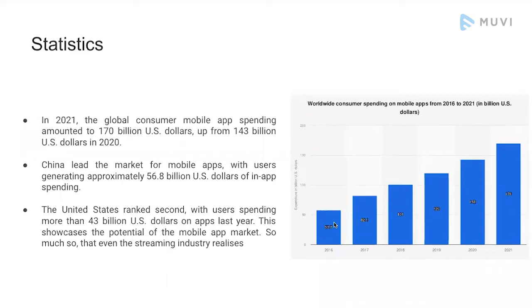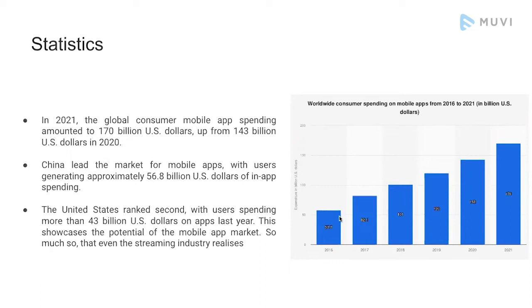Let's look at some numbers. In 2021, the global consumer mobile app spending amounted to 170 billion US dollars, which is up from 143 billion US dollars in 2020. One can say that the consumer app store spending was strongly impacted by the COVID-19 pandemic, which led to people spending more time at home and having to switch to digital channels for more everyday activities. While China leads the market for mobile apps, with users in the country generating approximately 56.8 billion US dollars in in-app spending, the US market ranked second, with the US spending more than 43 billion US dollars on apps last year.